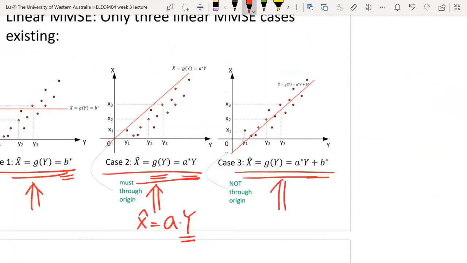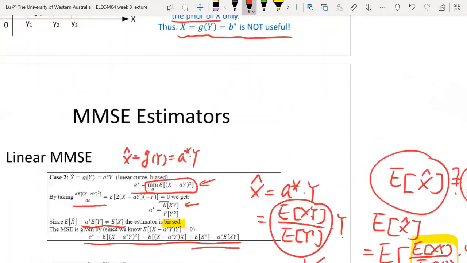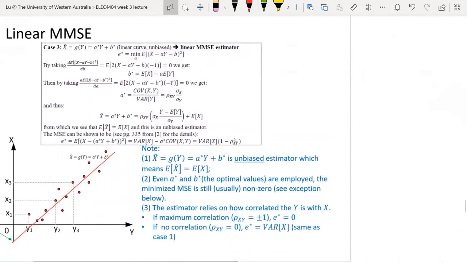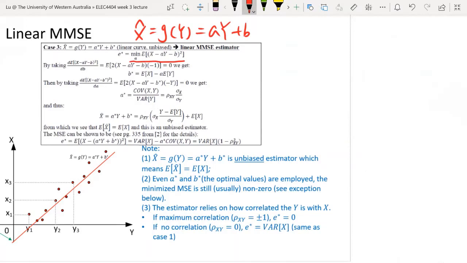There's only one left: X equals aY plus b. That's the very last one. Let's have a look here. Here, X hat equals g(Y) equals aY plus b. Same as before, we can evaluate the minimum mean square error. We want this mean square error to be minimized, so the derivative of it should be 0. Again, we want to minimize this mean square error.